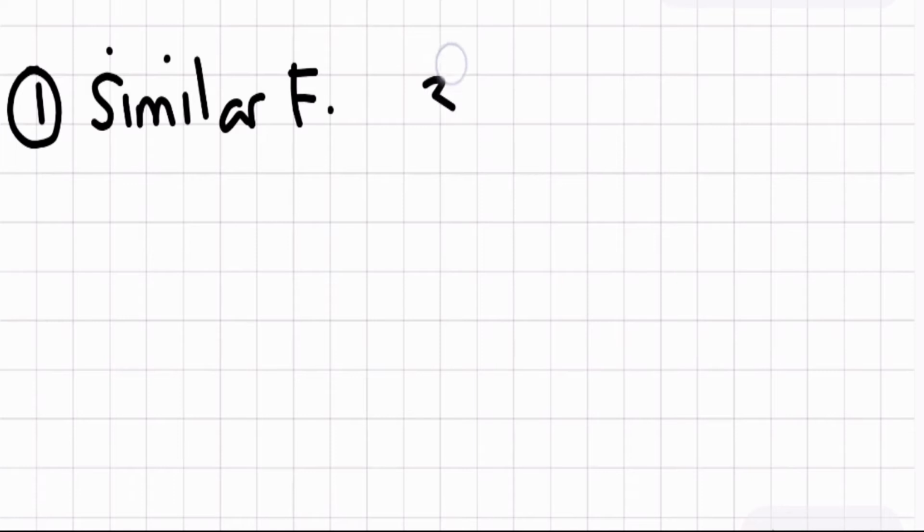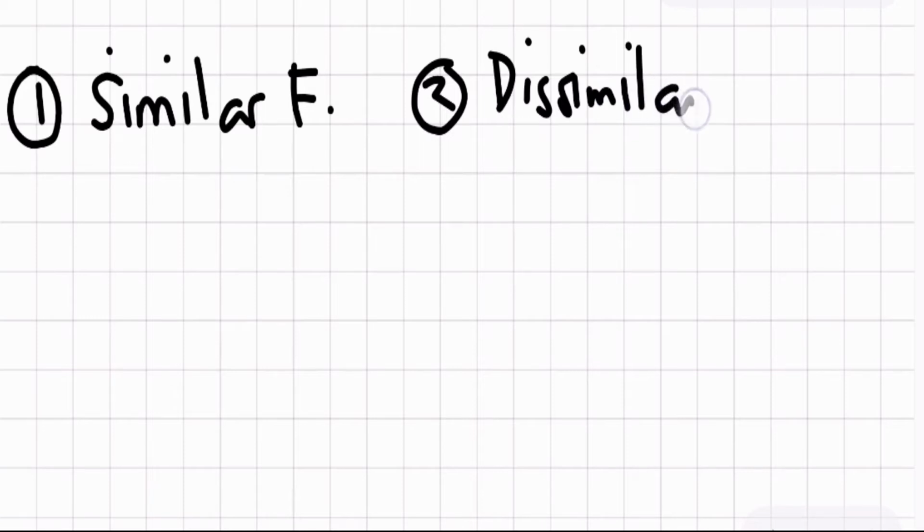The first one is for the similar fractions. We say that fractions are similar if the fractions have the same denominator. And we call it dissimilar, which is our second case, if the denominators are not the same.